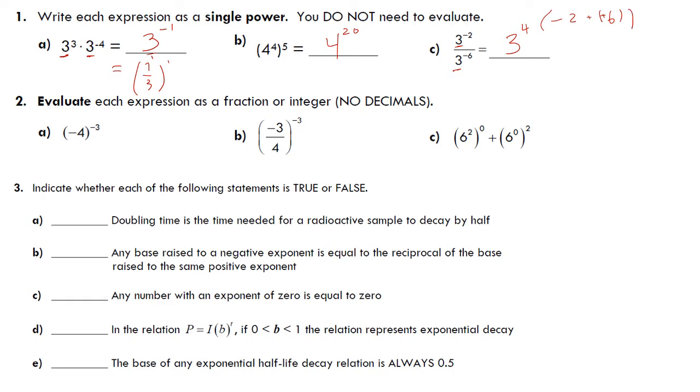Number 2, evaluate each expression as a fraction or integer. No decimals. Okay. So in order to do this, you're going to have to use your exponent laws and then use your calculator, or knowledge of your calculator. So for A, we have a negative exponent. What do we have to do? Flip it, which that's going to be 1 over negative 4, and then make the exponent positive.